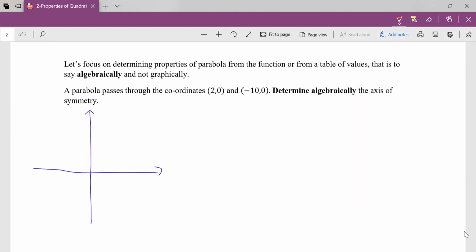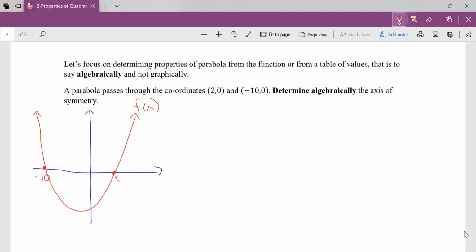Now, what do we got here? We've got coordinates (2, 0), so let's say it's here. There's (2, 0) and (-10, 0). And it says we have a parabola passing through these. Now, I don't know which way this parabola is going, up or down. It does not matter. I'll just go up because it looks like a smiley face. Why not, right? It's not perfect, but there's my parabola, f(x).